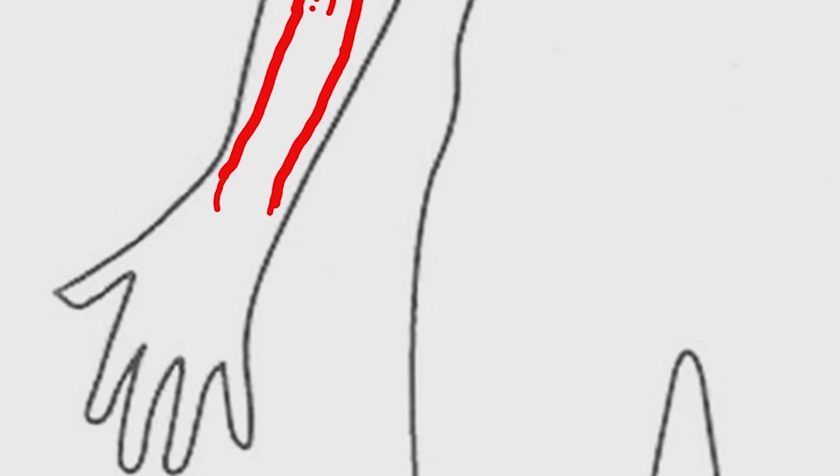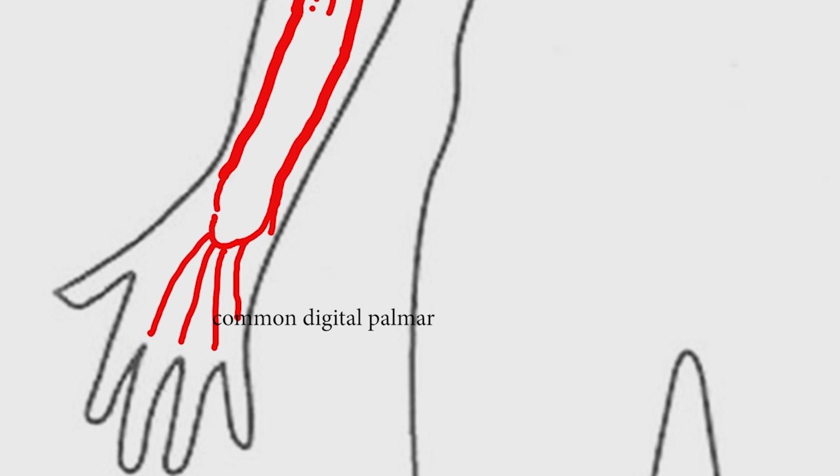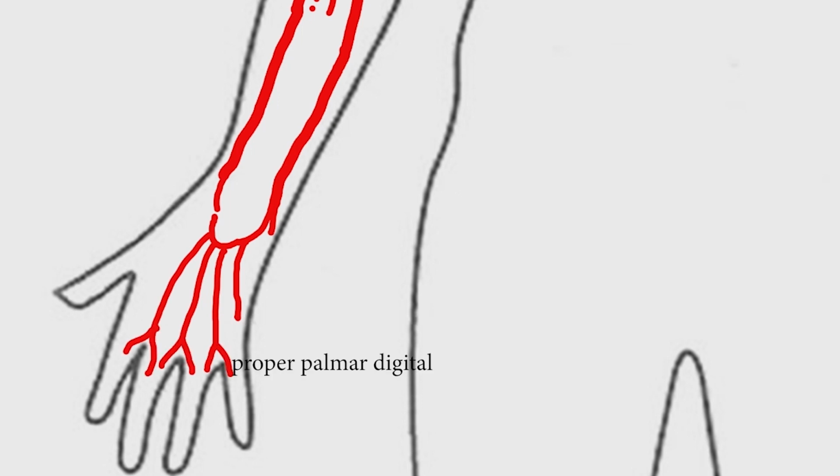The ulnar artery at the wrist divides into superficial and deep branch. The superficial branch forms the superficial palmar arch, which gives rise to four common digital palmar arteries, which in turn gives rise to proper palmar digital arteries.